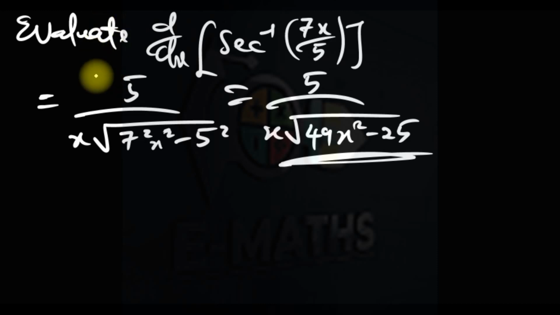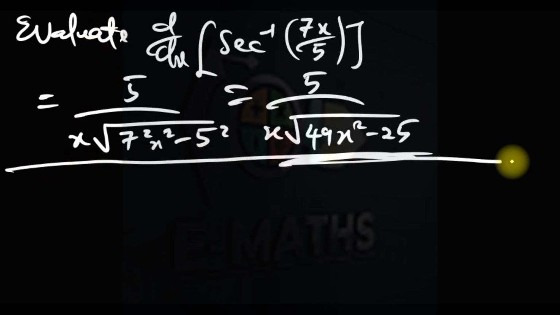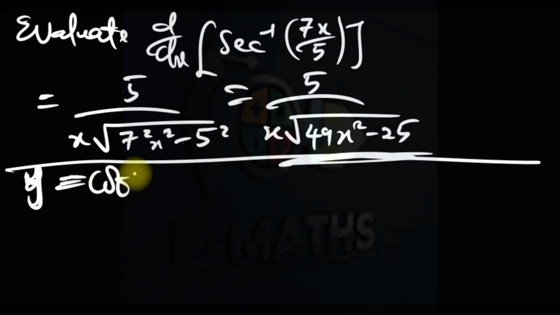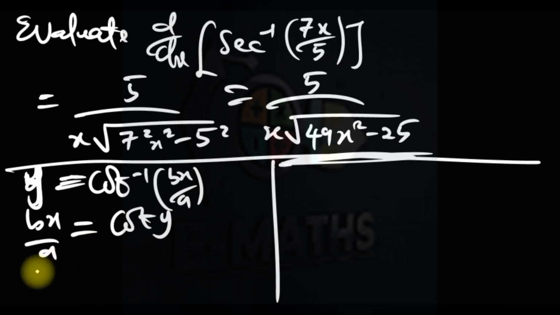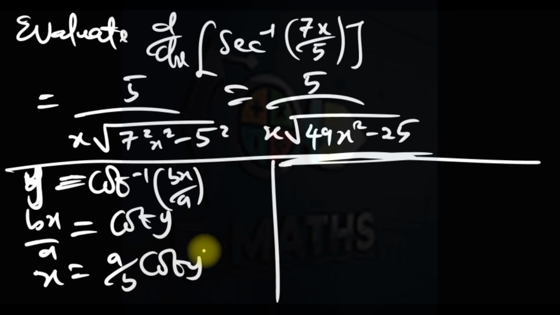So the next one is the derivative of cot inverse. So we're asked to find, if you are given y equal to cot inverse of bx over a. So the first thing we have to do is to make bx over a the subject of formula. So bx over a is cot y. And if I solve for x, it is now a over b cot y.